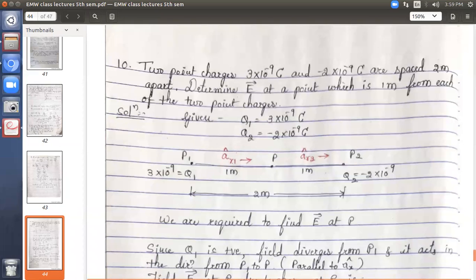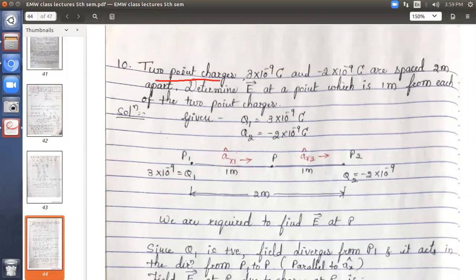Good morning, all. In today's session, let us continue the problems which we were dealing with in Module 1. In the previous session, we have already seen some of the problems on Coulomb's law. Now, in today's session, let us see the problems based on electric field intensity, how to find the electric field intensity. Let us take the first problem.